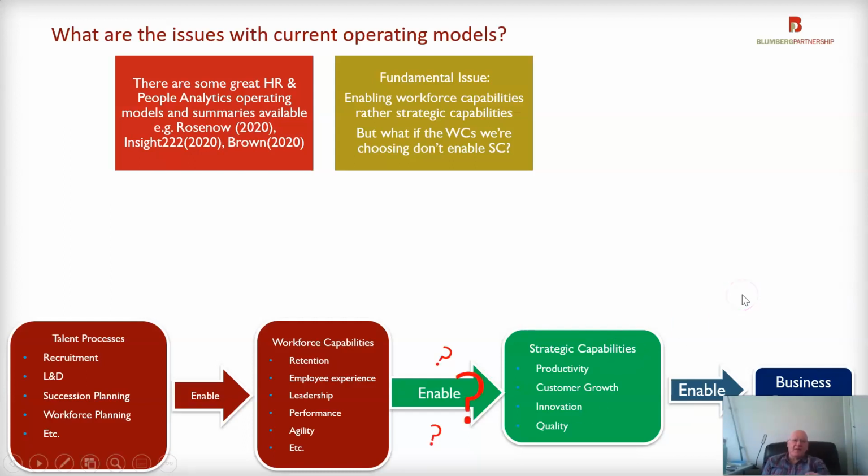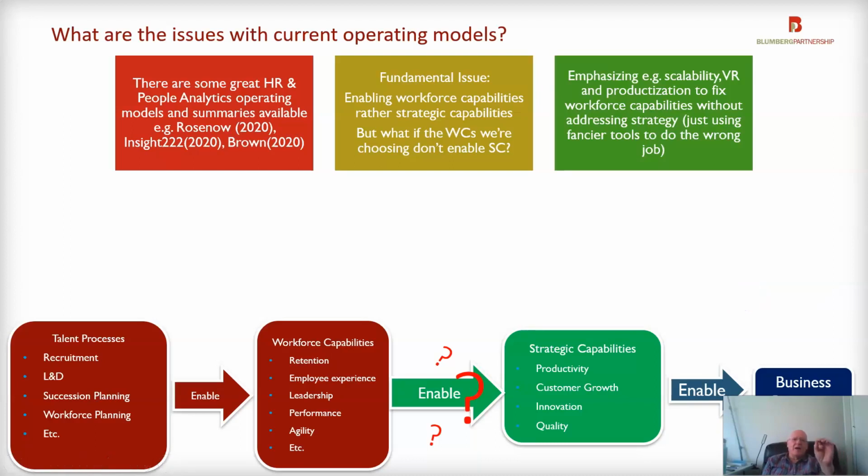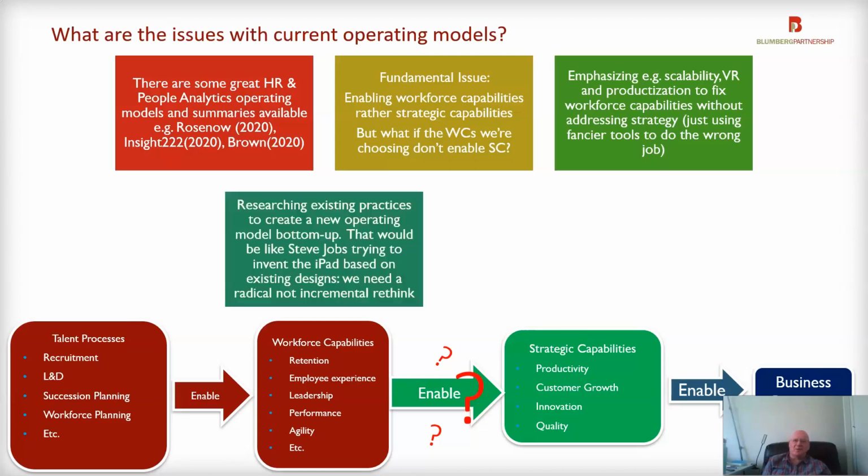That also means that you are hearing in a lot of the new models coming out buzzwords by the million. So we are hearing about scalability in people analytics operating models, new technologies like virtual reality and productization. These are wonderful concepts and wonderful technologies, and I'm a huge fan. Being such a geek, it doesn't take much to get me playing in a virtual reality world. However, unless they are addressing strategic capabilities rather than continuing to address workforce capabilities, you're just using fancier tools to do the wrong job. So that's a big limitation of current models.